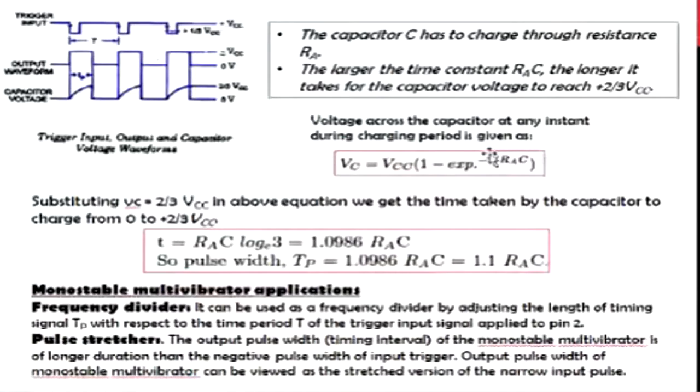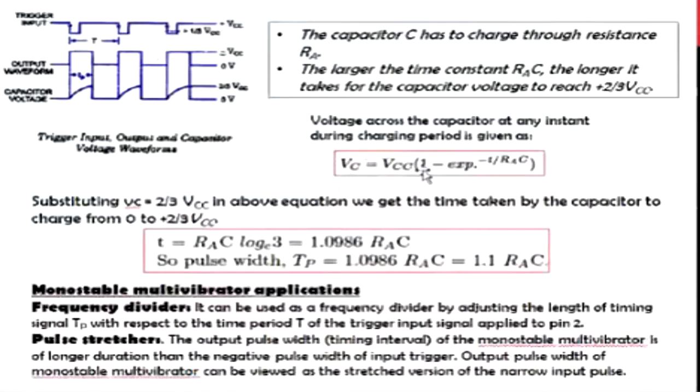So the time over which the capacitor charges from 0 to 2 by 3 VCC, the time it takes is our pulse width, that is TP. VC is equal to 2 by 3 VCC. That is the time for the capacitor to charge from 0 to 2 by 3 VCC. So we have to give the value VC is equal to 2 by 3 VCC. So we can cut VCC.